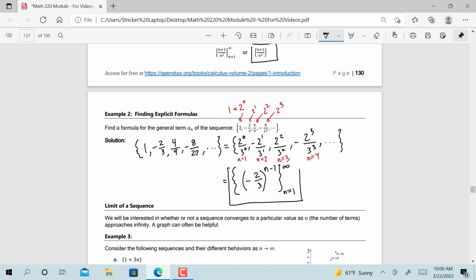So that's how we write out a formula for the general term of a sequence. In the next video, we're going to talk about finding the limit of a sequence, so I'll see you back in the next video. Thank you.